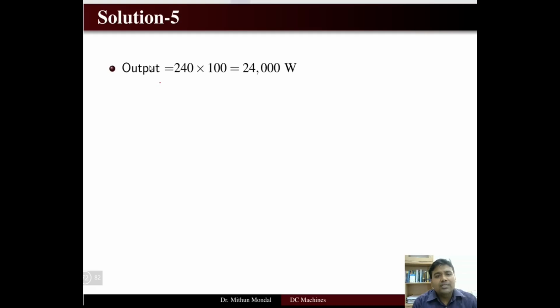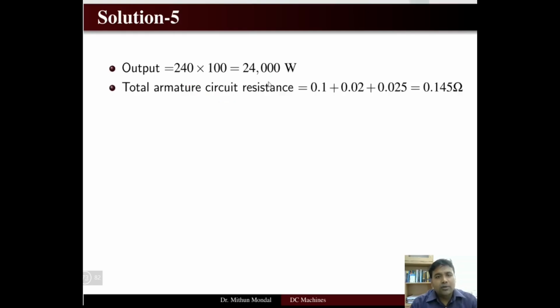First, you determine what is the output power. So output power is basically the voltage across the load multiplied by the current in the load. So you'll get 24 kilowatt as the output power.